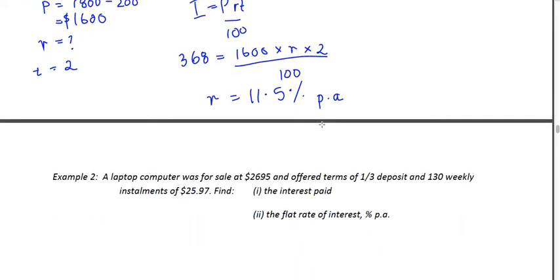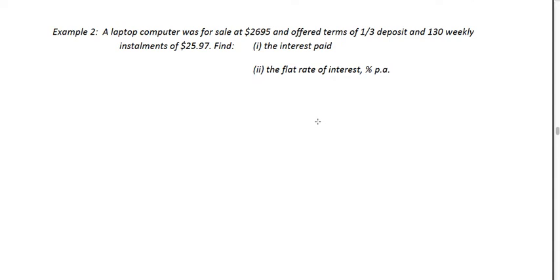Let's have a look at a second example. This one's looking at a laptop computer, and laptop computers are a really popular one for hire purchase agreements. They come up in a lot of the example questions, you will see. Alright, so what we need to do is calculate the interest paid on this particular agreement. We've got a cost price here for the computer of $2,695. This is a 1/3 deposit, so that's saying 1/3 of the cost price. We have 130 weekly installments this time of $25.97.